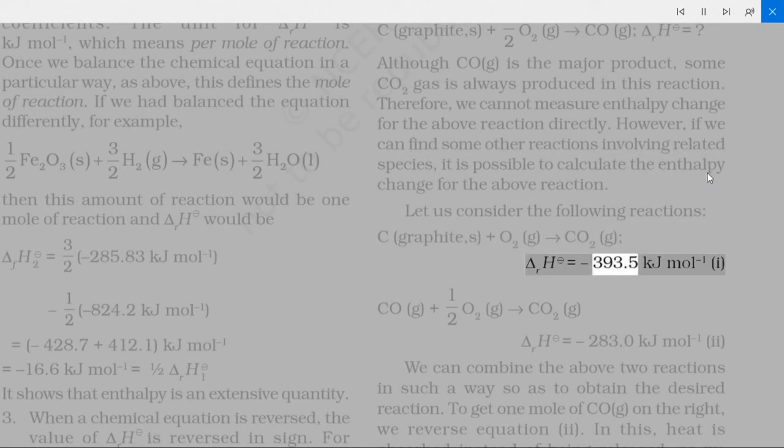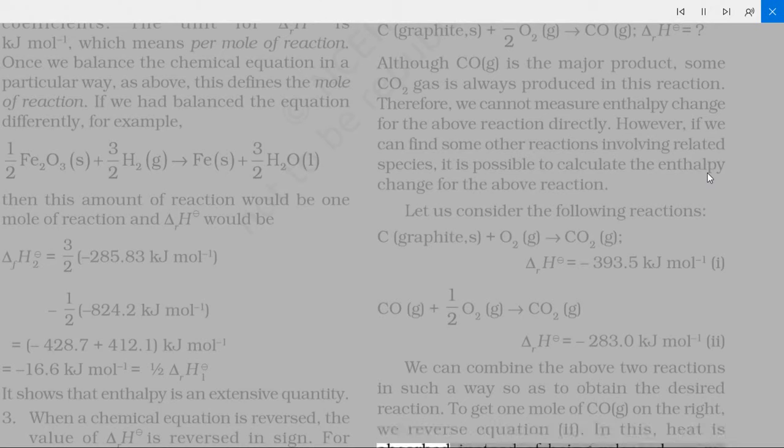ΔrH = -393.5 kJ mol⁻¹ (1). CO(g) + 1/2 O2(g) → CO2(g), ΔrH = -283.0 kJ mol⁻¹ (2). We can combine the above two reactions in such a way so as to obtain the desired reaction. To get 1 mole of CO(g) on the right, we reverse equation 2.